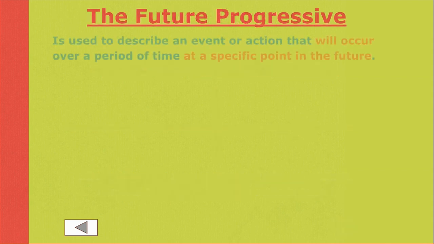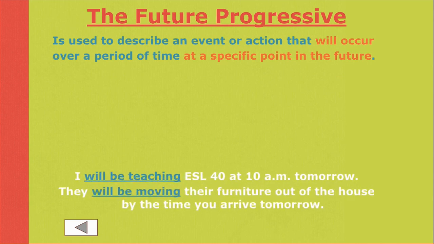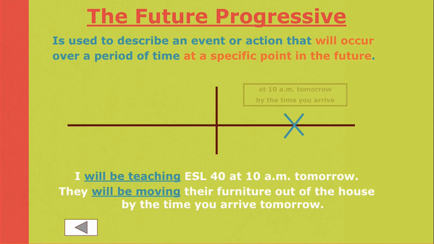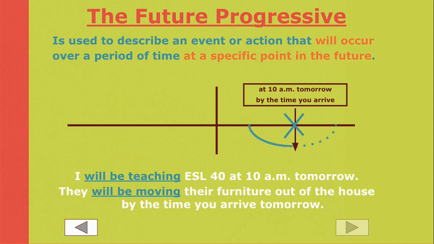The future progressive. This tense is used to describe an event or action that will occur over a period of time at a specific point in the future. At 10 a.m. tomorrow. By the time you arrive. I will be teaching ESL 40 at 10 a.m. tomorrow. They will be moving their furniture out of the house by the time you arrive tomorrow.